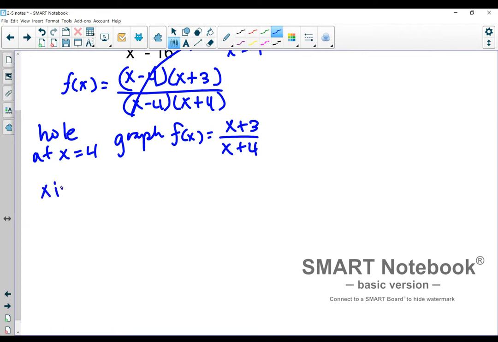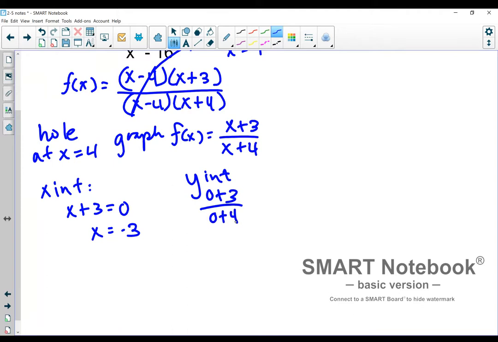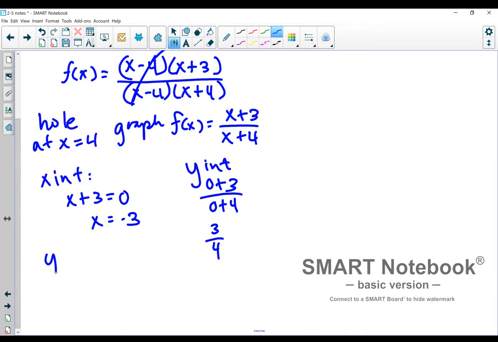So we have an x-intercept from our numerator, x plus 3 equals 0, x equals -3. We have a y-intercept from letting all of our x's be 0. So 0 plus 3 over 0 plus 4 is just going to be 3/4.